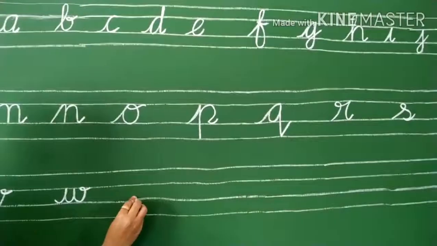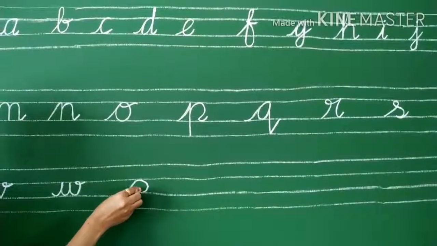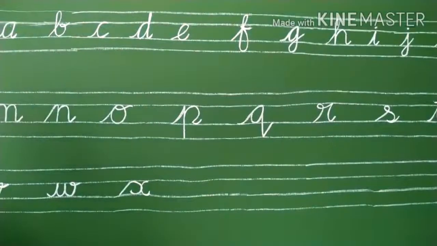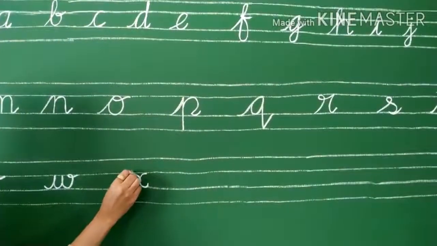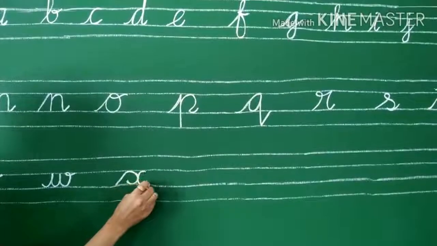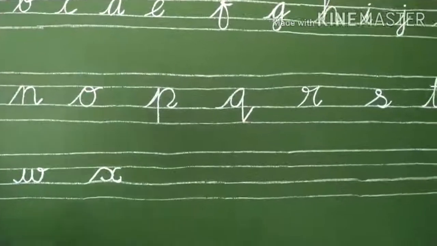It's x. Draw a slanting line and a close curve and an open curve. Yes, draw a slanting line and draw a close curve and an open curve. It's small x. What comes after x?